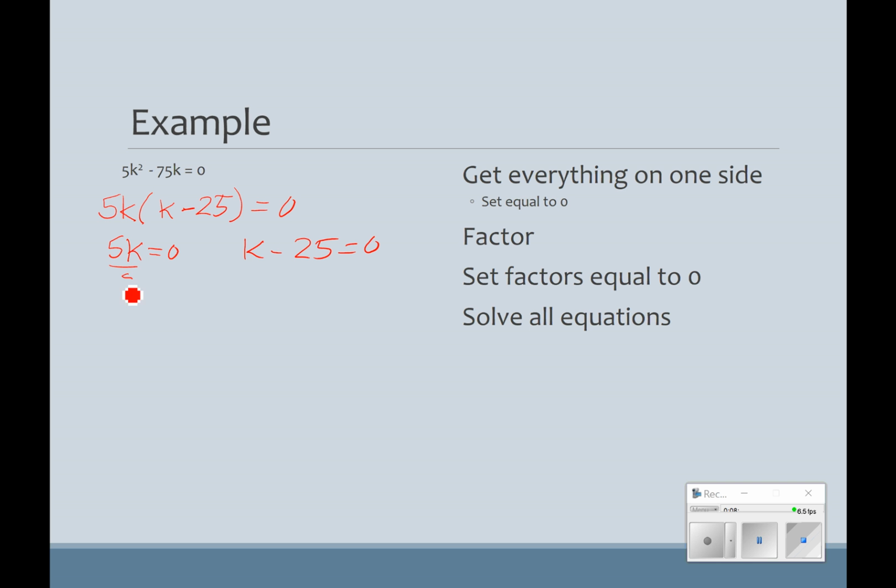So if I divide by 5, k equals 0. Remember, it's a solution. It has feelings. We just don't say there's no solution because it's 0. 0 is a valid solution. If I add 25 to the second one, I'm going to get k equals 25. So my solutions are 0 and 25.